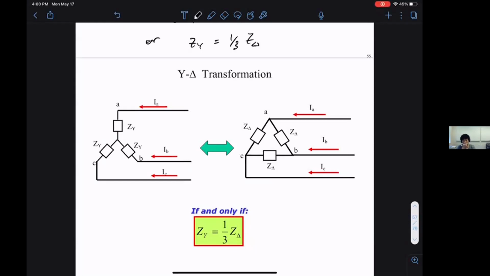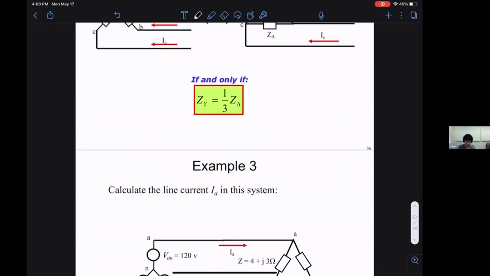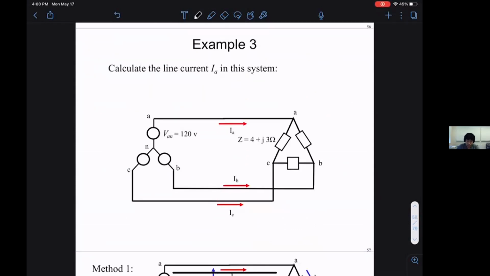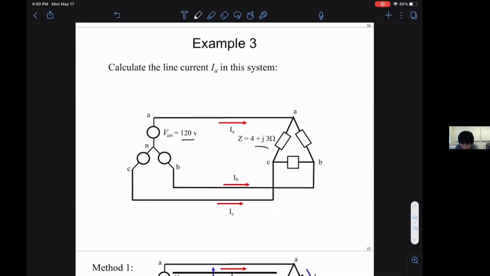Okay, and this load conversion makes our life really simple. Because let's say you have a question like this: compute the line current IA in this system. Each of my phase voltages is 120 volts. I give some value for Z. I want to compute this transmission line current.